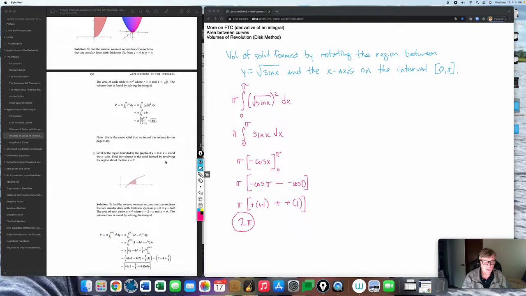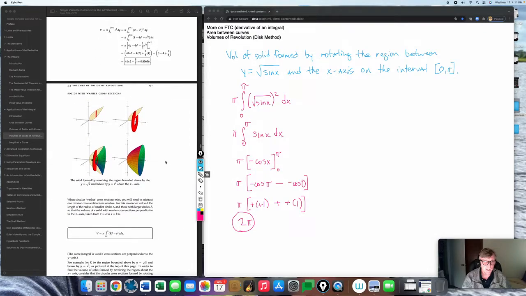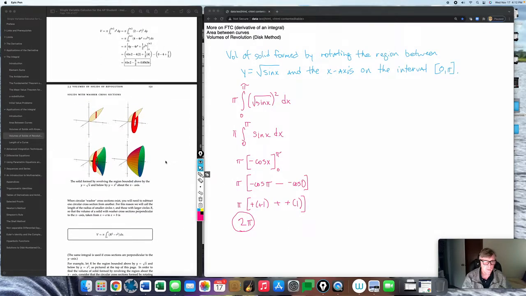So there are many more examples of this, and then the next video, the last one that I'll make for my playlist, has to do with washers. And so that is if we rotate a region that has space in it after rotating it. So we'll be putting washers together rather than disks. Okay, but that is for next week.